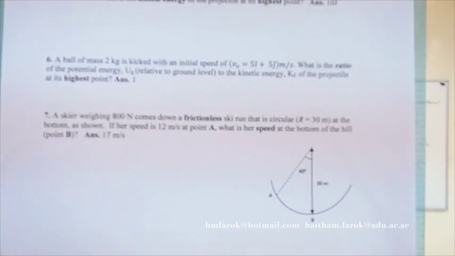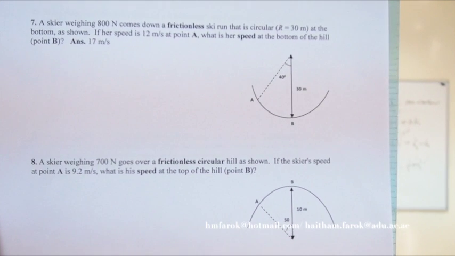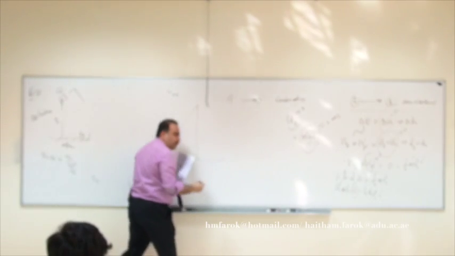So let's look at number 7. A skier weighing 800 newtons comes down a frictionless ski run that is circular, as shown. If her speed is 12 meters per second at point A, what is her speed at the bottom of the hill? I'll put the sketch here. I'll just give you a hint about it, and then you can leave. All right, look at the board.